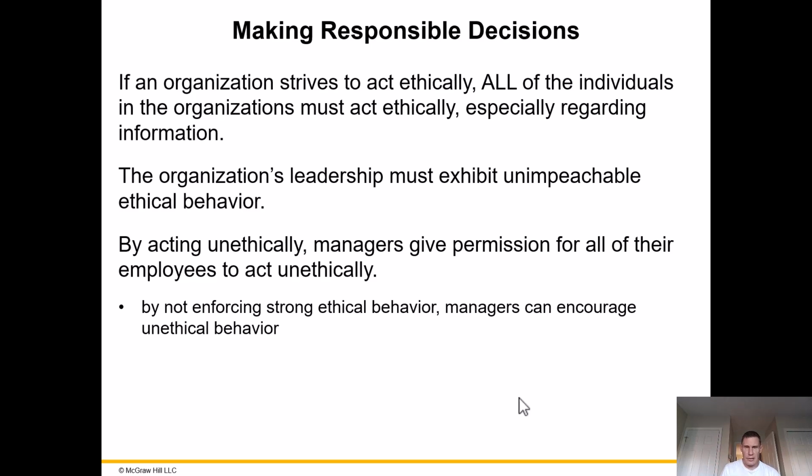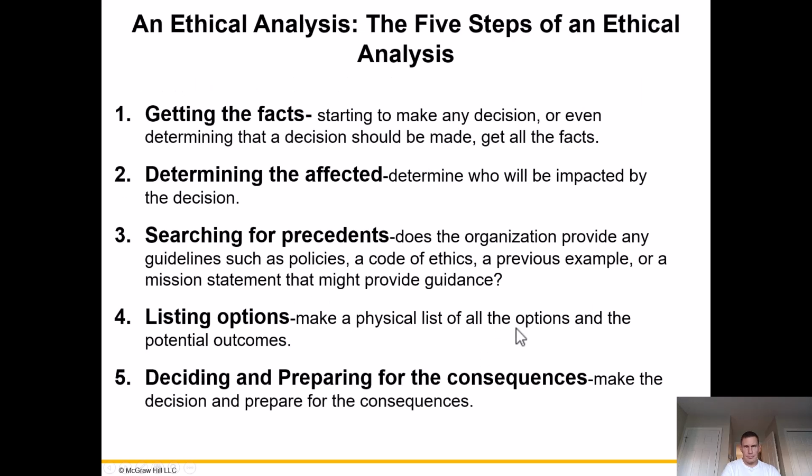By acting unethically, managers give permission for all of their employees to act unethically. By not enforcing strong ethical behavior, managers can actually encourage unethical behavior because rank and file employees are looking at the managers to sort of see what they're doing, ethically speaking.